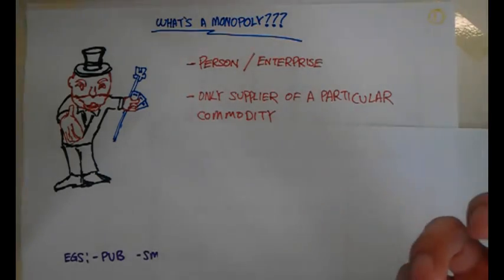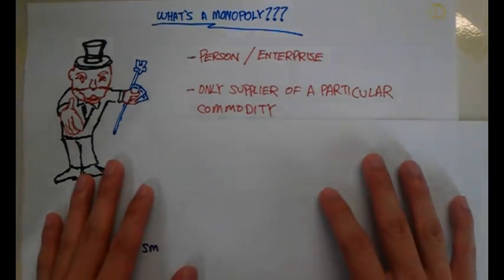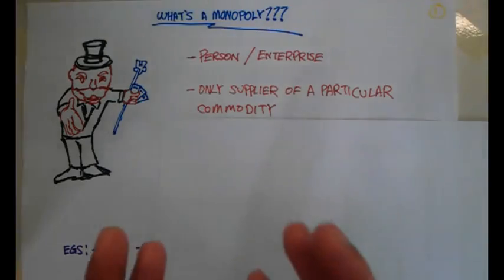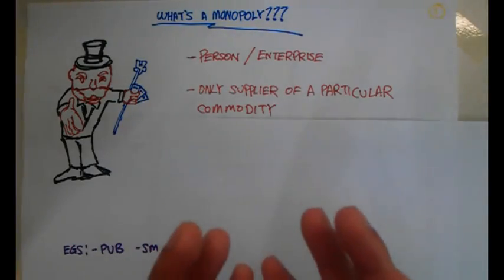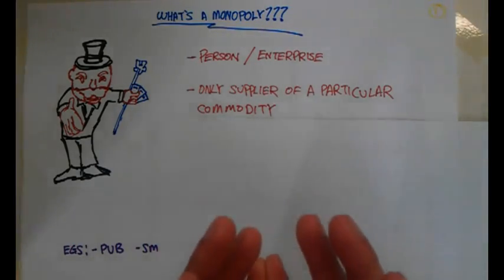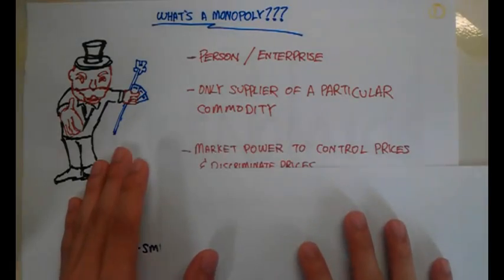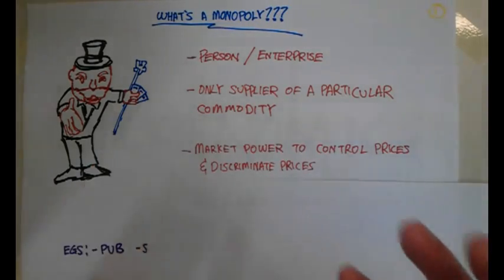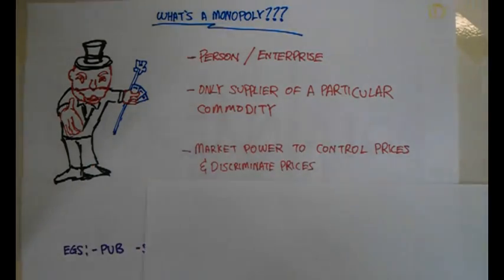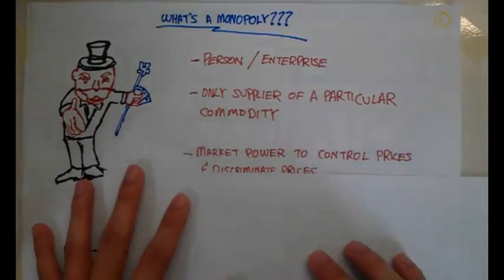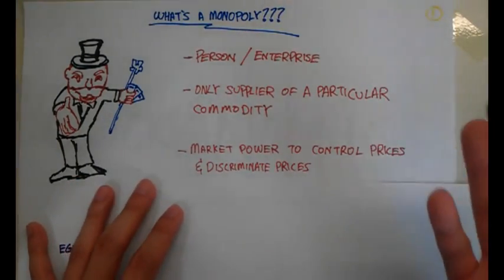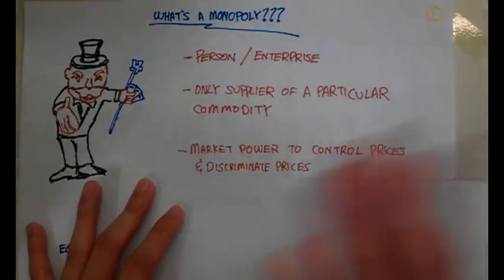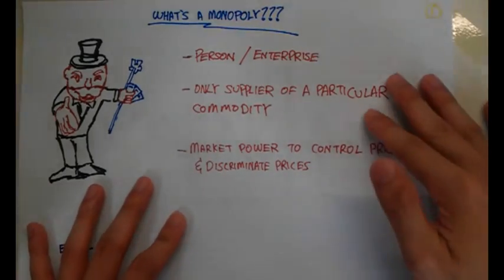And since this person is the only supplier, you should have a rough idea that this commodity is somewhat differentiated from the rest of the other commodities that are sold out there. Because of this, it has got the market power to control prices and discriminate prices. What does discriminating of prices mean? It means that it charges different prices to different markets. It has that power.